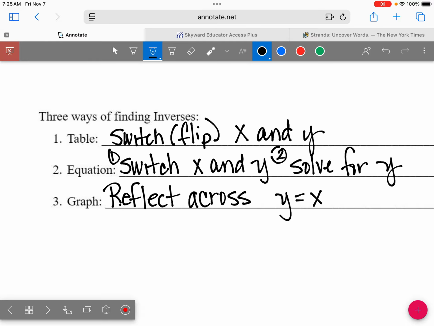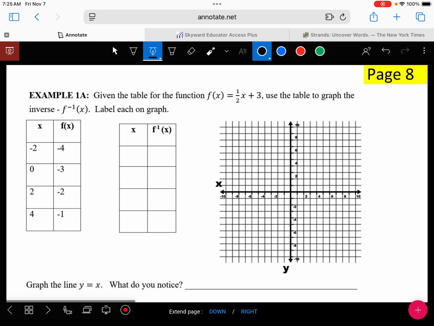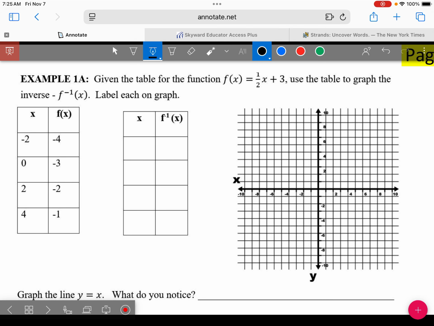So let's go ahead and start doing that. So let's look at this first one. We're going to actually graph it. So I want you to take this table and graph it. So let's put a point at -2, down 4. Put a point. And then at 0, down 3, put a point. And then at 2, down 2, put a point. And then at 4, down 1, put a point.